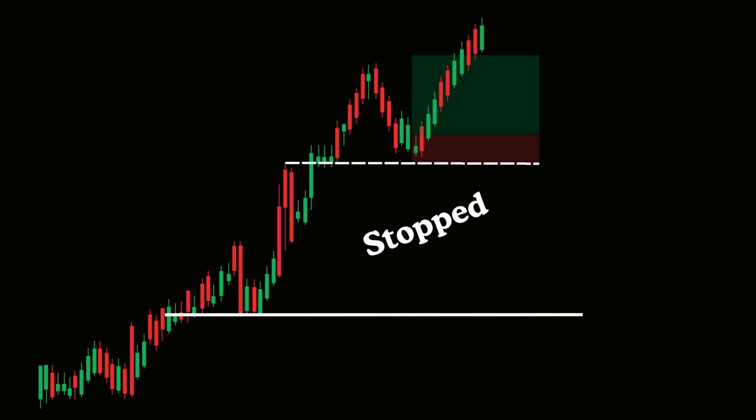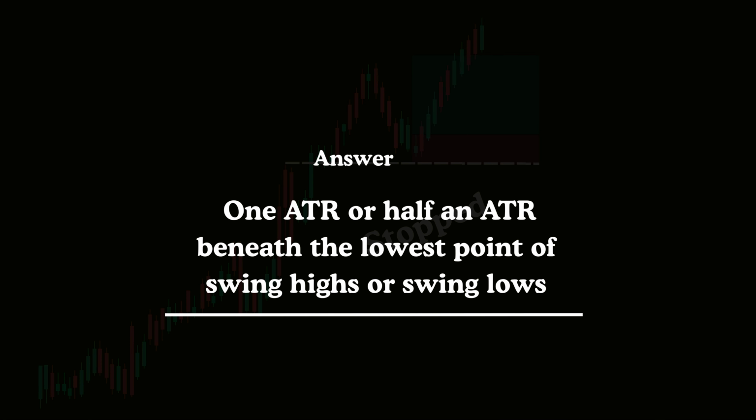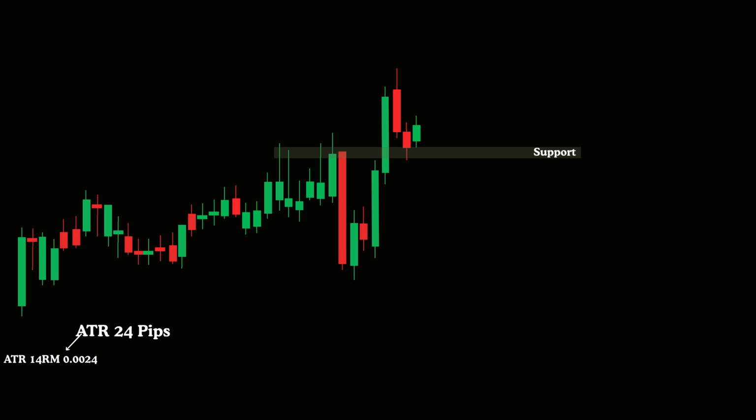But how can we utilize ATR when setting our trades? Typically, we position our stop loss either 1 ATR or half an ATR beneath the lowest point of swing highs or swing lows. Open the Indicators tab and search for average true range, then click on the indicator and apply it to your chart. Here's a scenario.